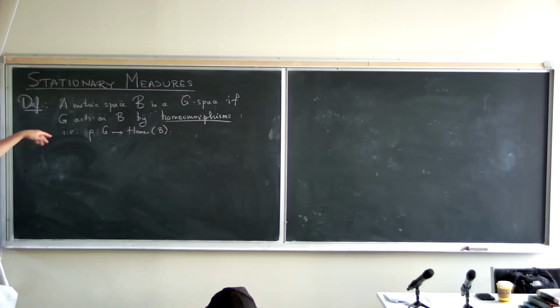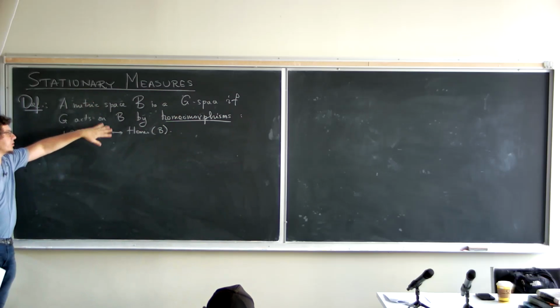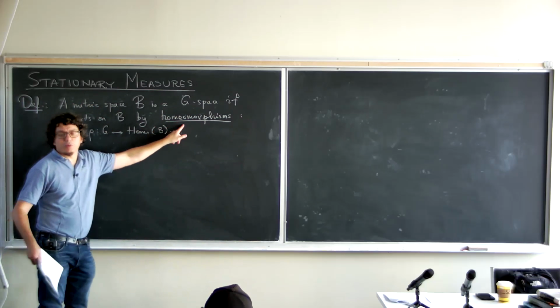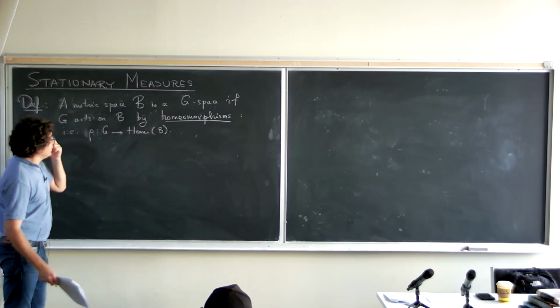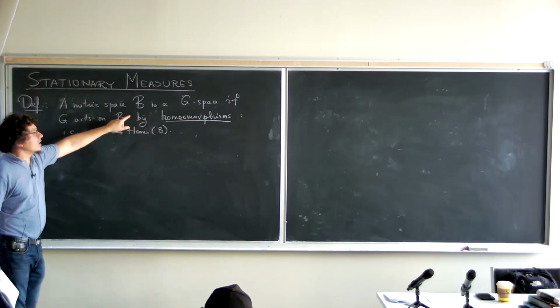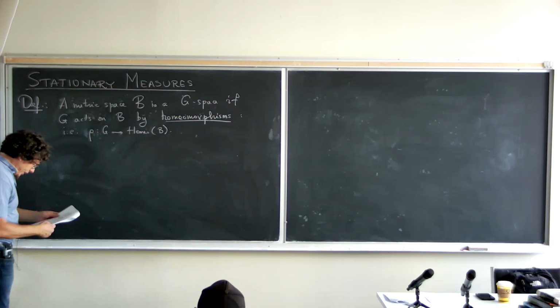And remember, we take the space to be metric for simplicity, to make it not topologically too exotic, but the action here is by homeomorphism, not by assumption. So B stands for boundary. Whenever we put B, you have to think of it like that.